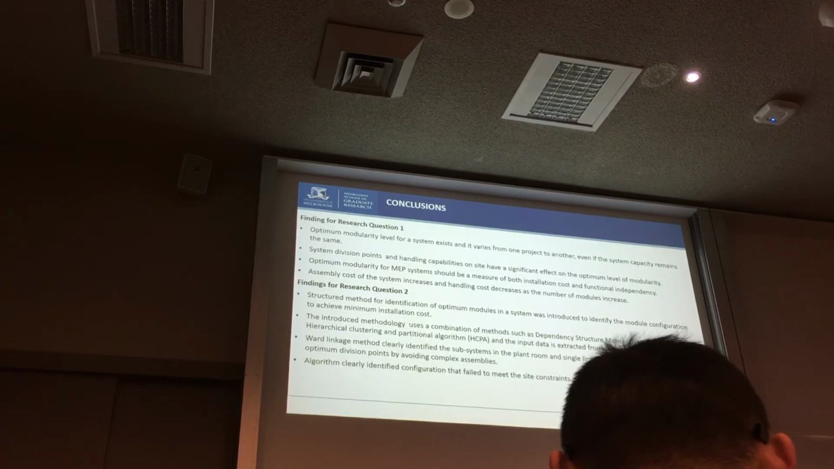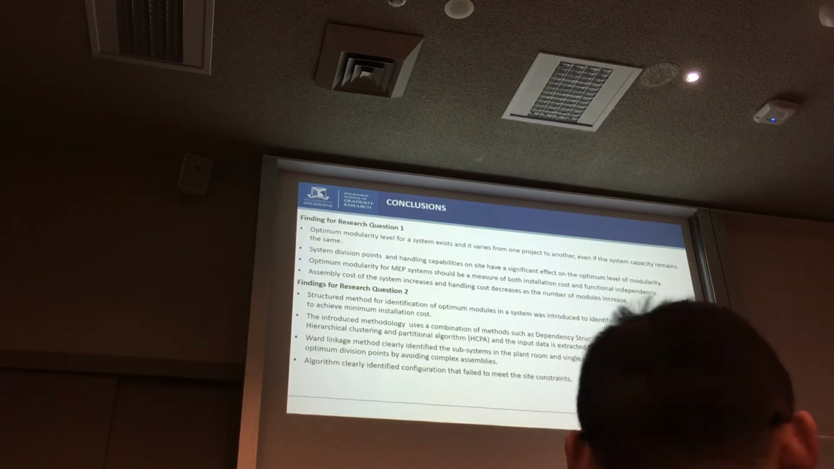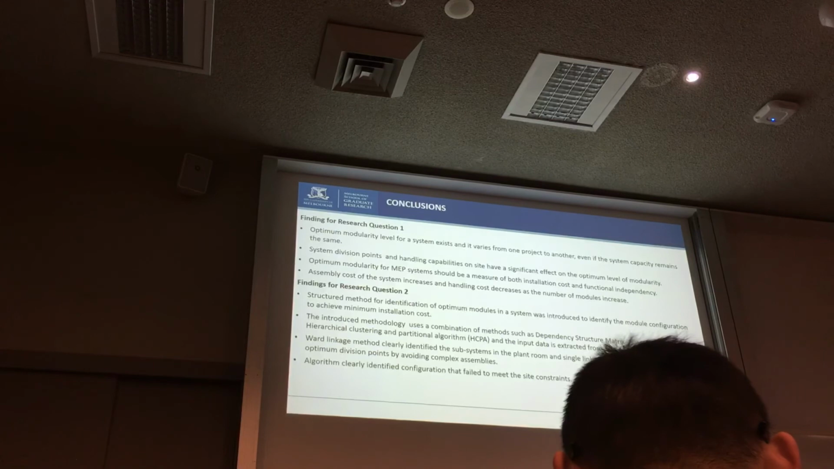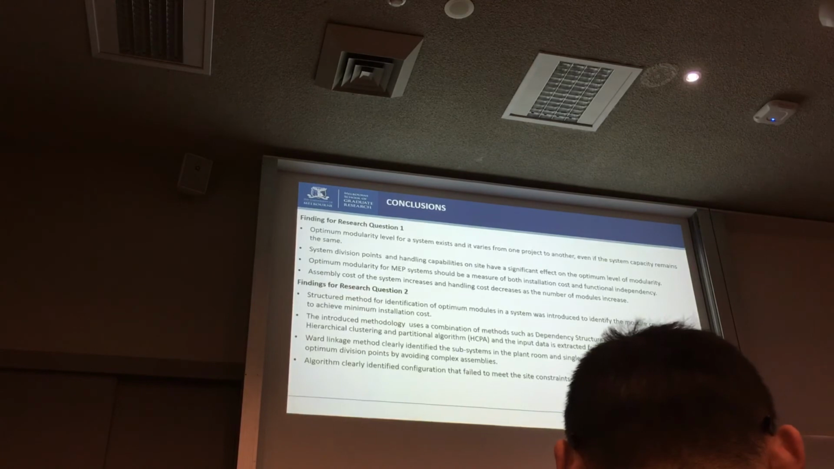Findings of research question 2, a structured method for identification of optimum modules in a system was introduced to identify the module configuration to achieve minimum installation costs. The developed algorithm is a combination of dependency structure matrix, fuzzy logic, hierarchical clustering, and partitioning algorithms. And the input data is extracted from the BIM models, so it is an automated process for identification of optimum modules. And a combination of Ward linkage and single linkage method was proposed for the identification of modules during the clustering process. And the algorithm clearly identified the configurations that failed to meet the on-site constraints.